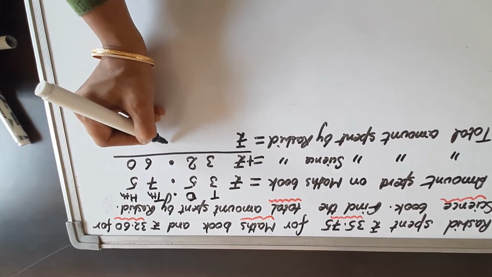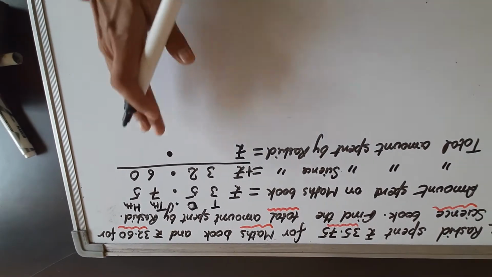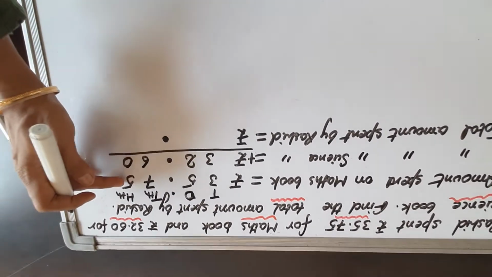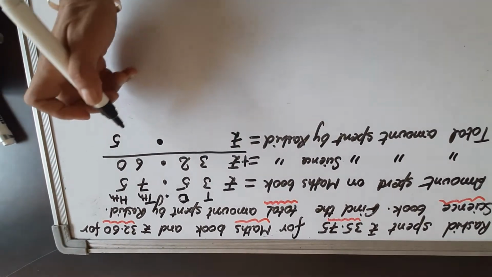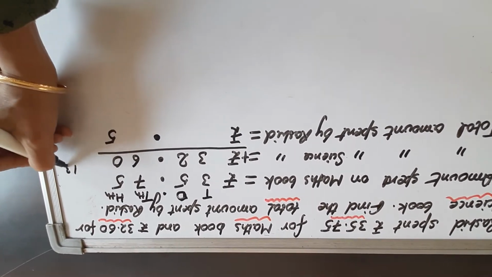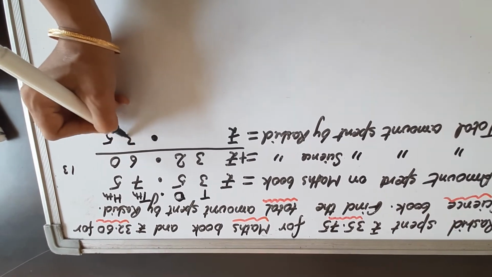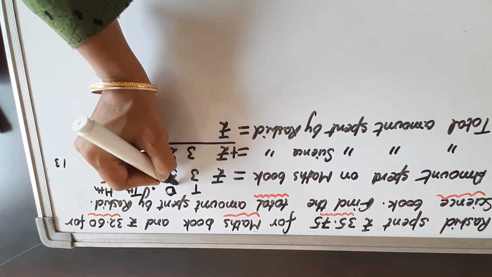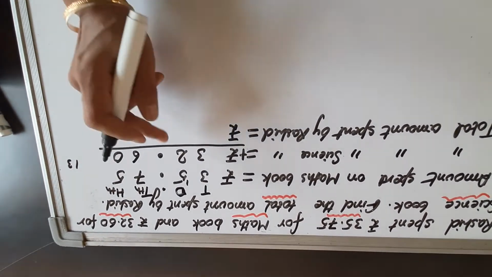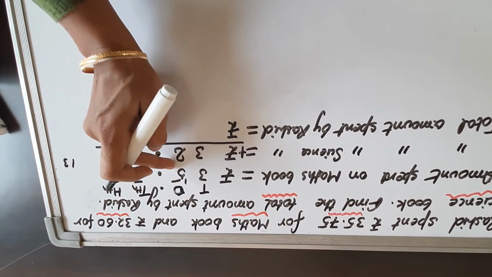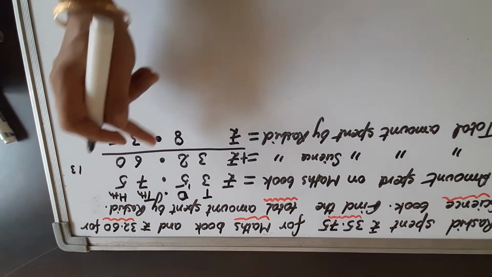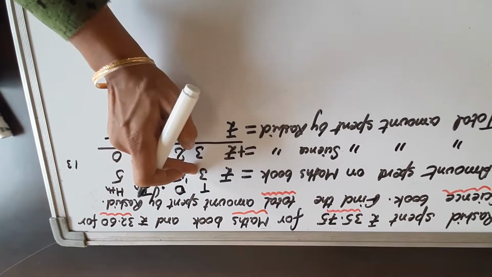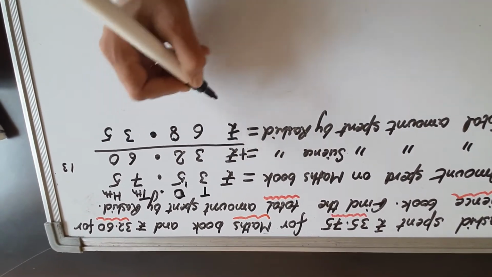First of all, place the decimal under the decimal so that we do not make any mistake. So 5 plus 0 is 5. 7 plus 6 is 13. So for 13, 3 will be written here, 1 will be carried. Right? So 5 plus 1 is 6, 6 plus 2 is 8. Decimal under decimal. 3 plus 3 is 6.